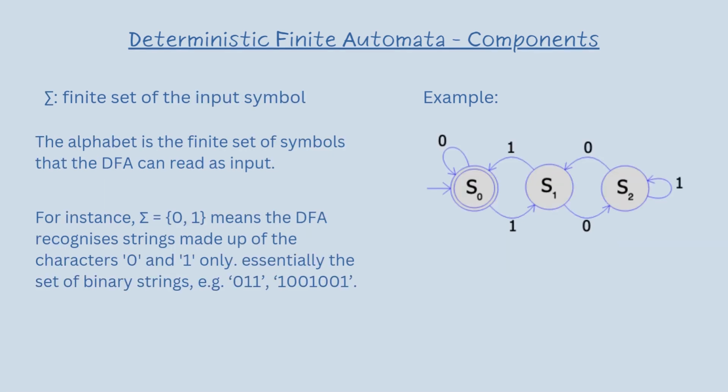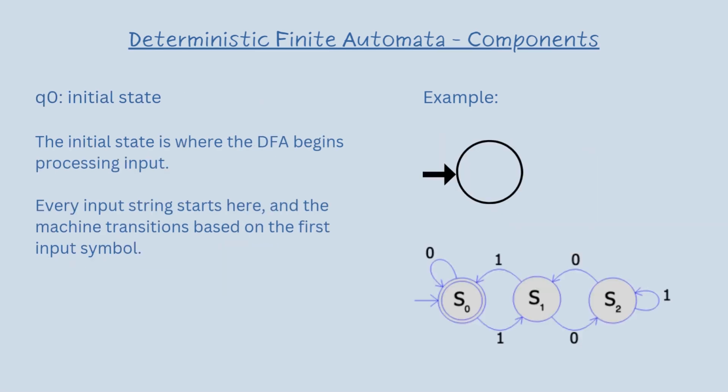Then we've got the alphabet, which is the finite set of input symbols. This is going to be what symbols the DFA can read. So in our example here, we can see that the DFA can read zeros and ones, or binary strings. This could be anything really. It could be even letters. It could be A and B, X and Y. It could be more than just two. It could be 0, 1, 2, ternary strings. You just need to specify what it is that the DFA can read in the alphabet. So in our example here, it's 0 and 1.